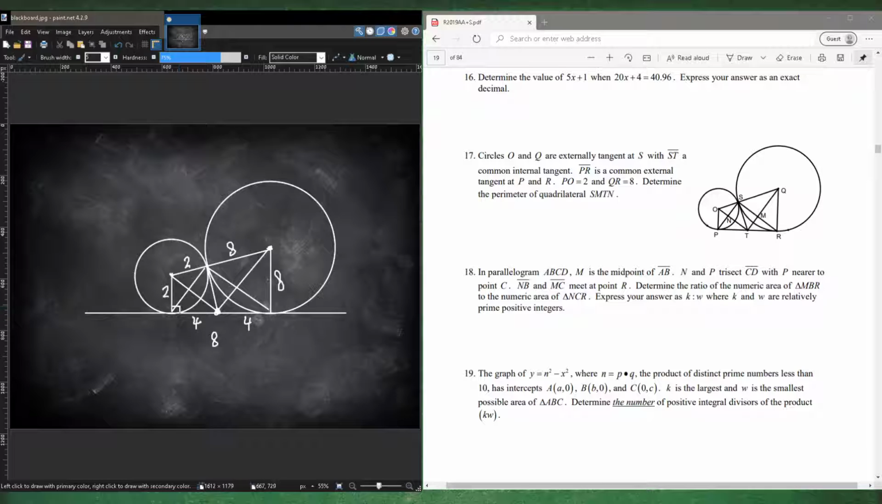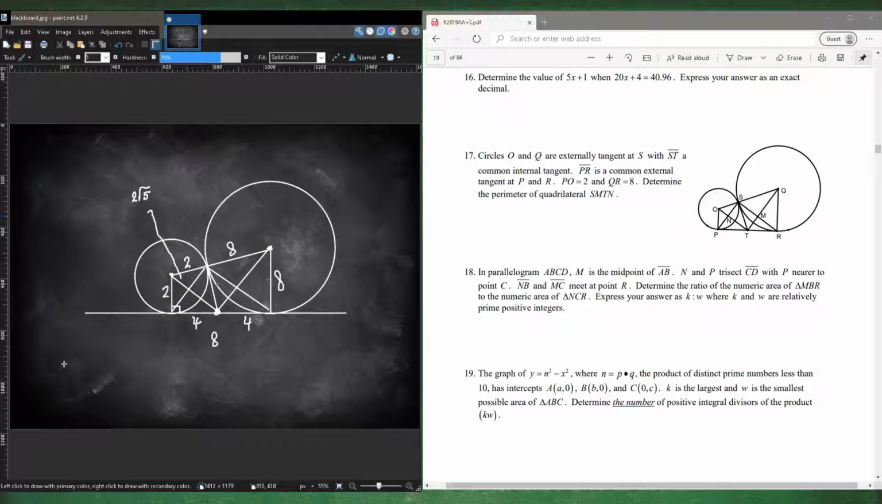And now we know this is 90 degrees, so we can get the hypotenuse. So 2 squared plus 4 squared. 2 squared is 4, 4 squared is 16. Add them together, that's 20. Square root of that is 2 square root 5. So this entire length is 2 square root 5.